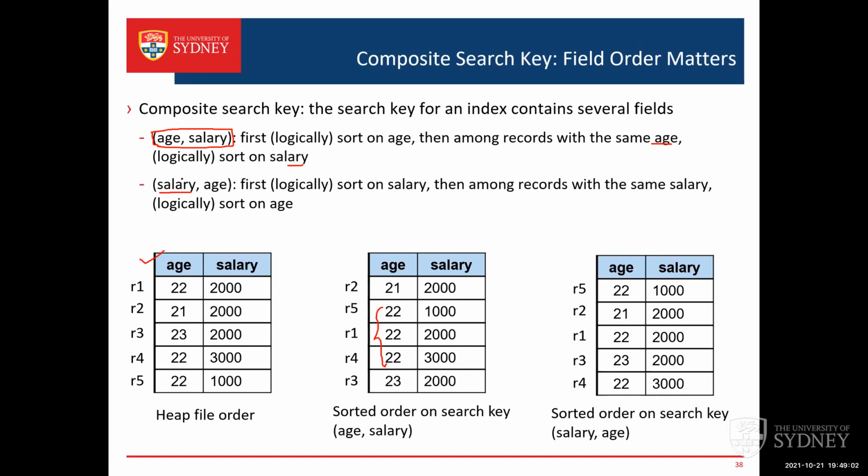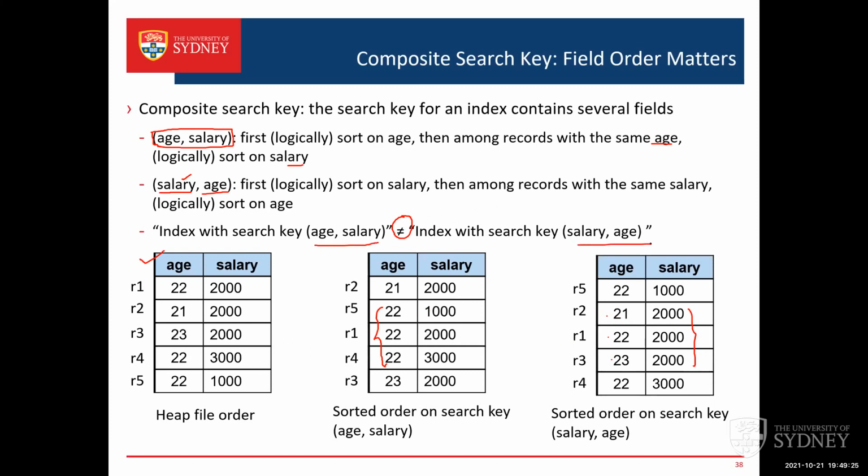The other one says first sort everything based on salary. If the salary is the same, then sort them using age. So everything is sorted based on salary, and when the salary is the same, it is sorted based on age. So definitely these two are not equal. Remember that. If I have an index based on age and salary, but I write a query on salary and age, these two are not equal.